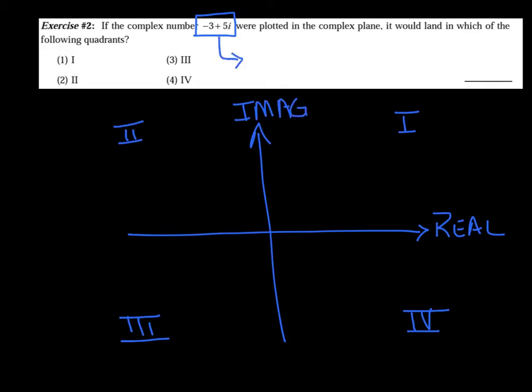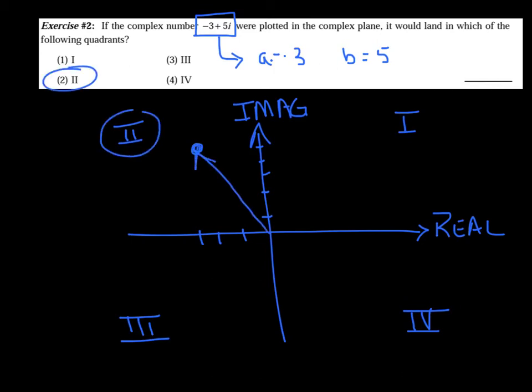Now, when I was looking at that complex number, the real component was -3. The imaginary component was a +5, so I'm going to go left 3, and then I'm going to go up 5 units, 3, 4, 5, and I'm going to say my ray, or my vector, falls right there in quadrant 2. Winner, winner, chicken dinner.